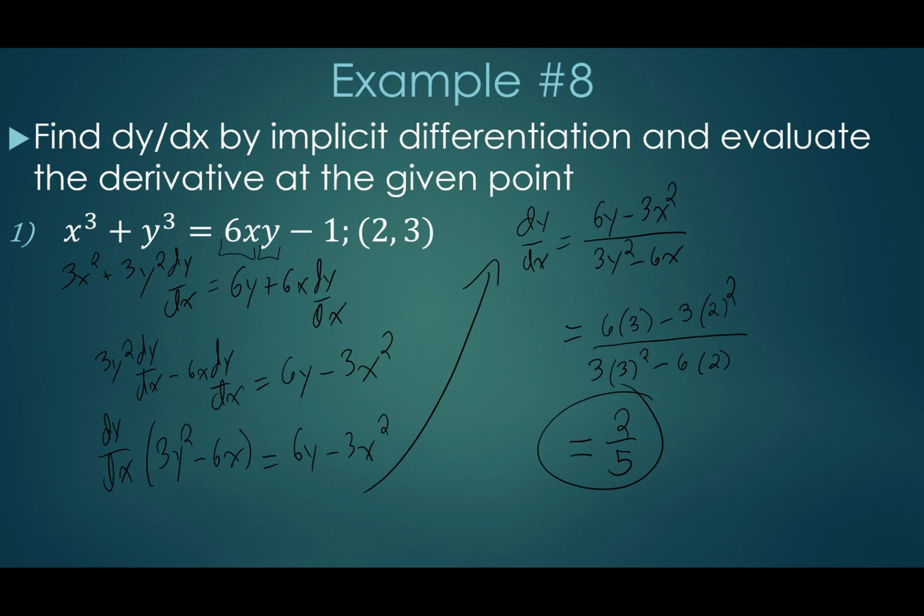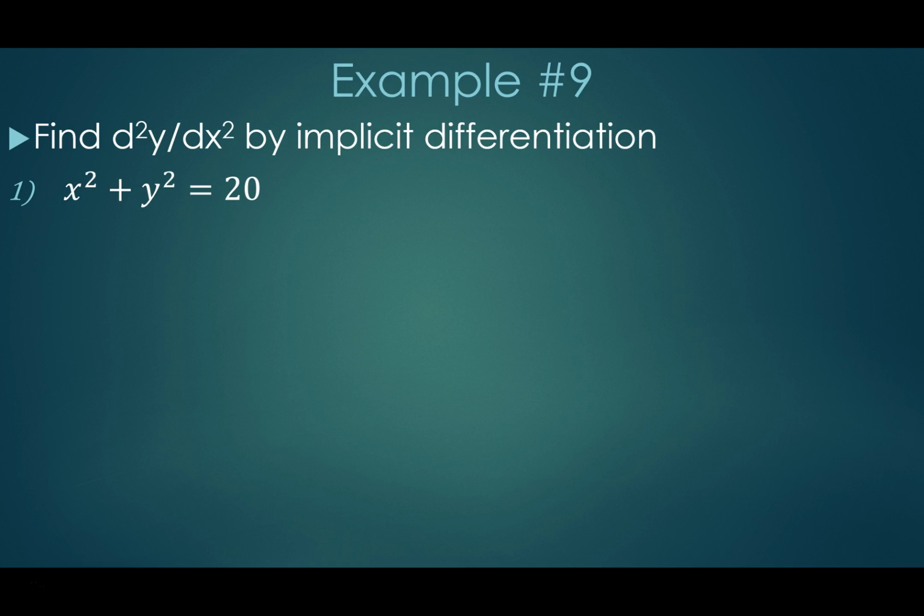Now, implicit differentiation also can go further. I can do derivatives of multiple, first derivative, second derivative, third derivative, and so on. I can do the same thing for implicit differentiation. Finding d squared y dx squared is finding the second derivative for implicit differentiation. Now, this is a little bit more complex than just the usual second derivative, so bear with me.